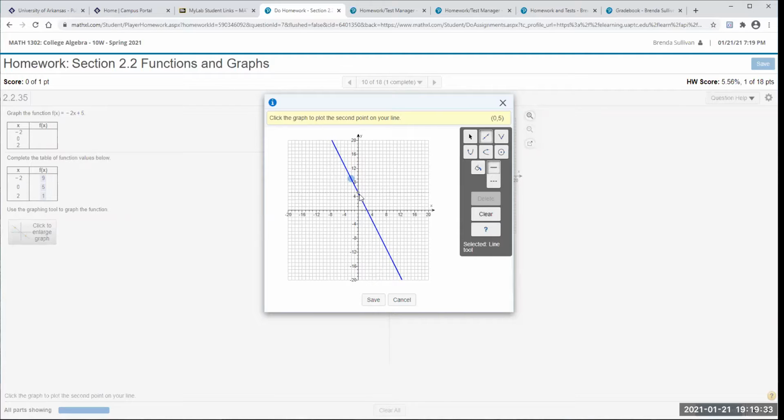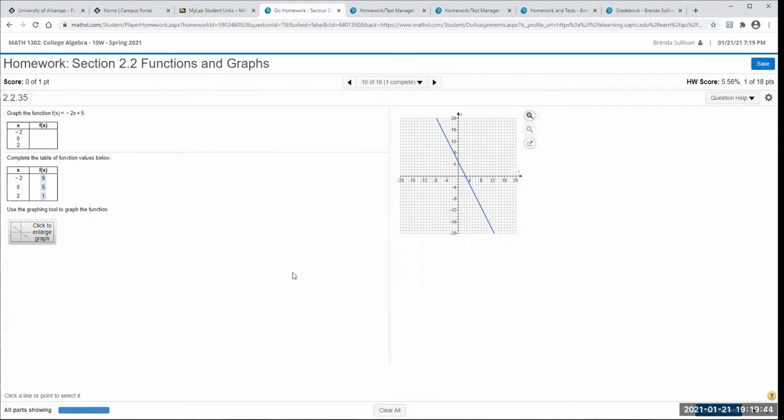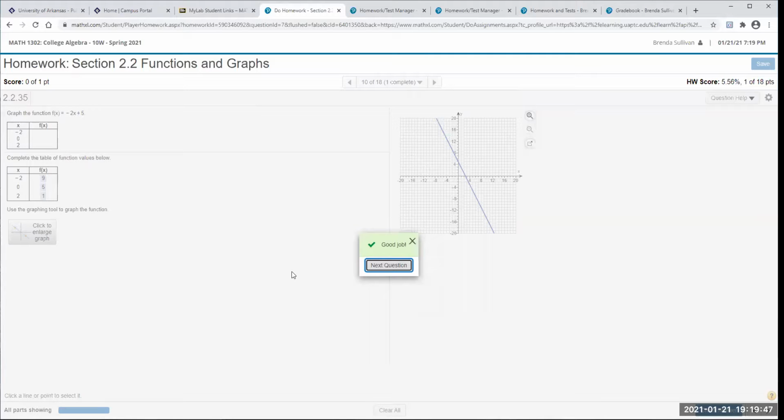When you get to 0, 5, click, and you don't have to graph the third point unless you want to. I think it will take it. Let's see, save it, and we'll check it. Yes. Any questions on graphing that line?